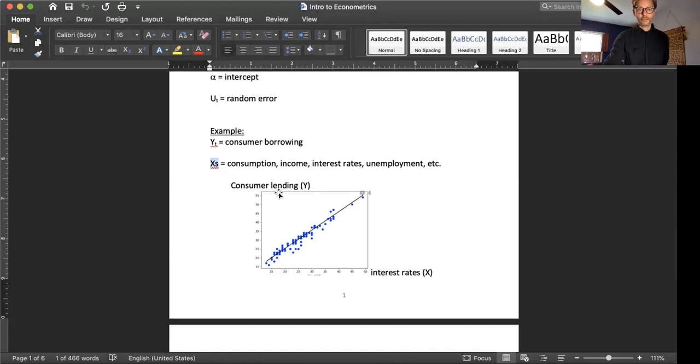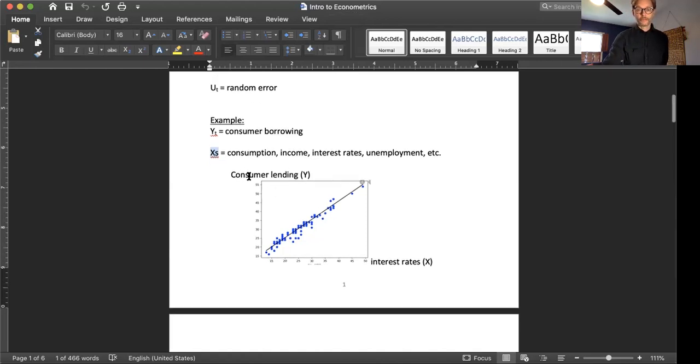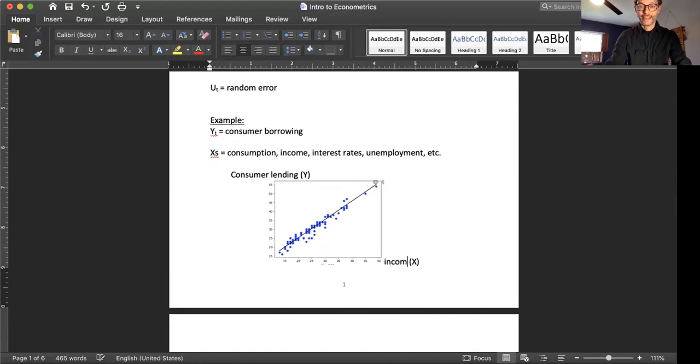Then we would expect that there would be some sort of relationship. This should not be interest rates. I'm sorry about this. When I made this, that should be income. So let's say that we picked a relationship, what is the relationship between consumer lending and income here. And what we might find is that when income goes up, consumer lending goes up. And these little blue dots are just essentially plotting our data. For every data point, for every period that we have data, we can see what income is and we can see what consumer lending is.